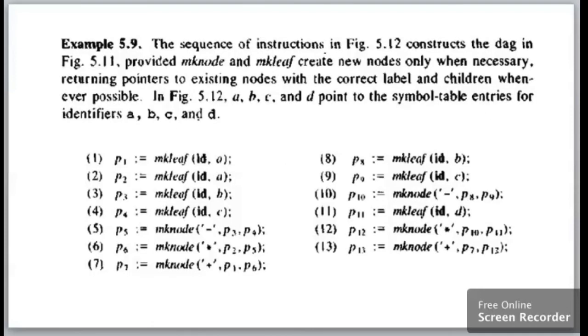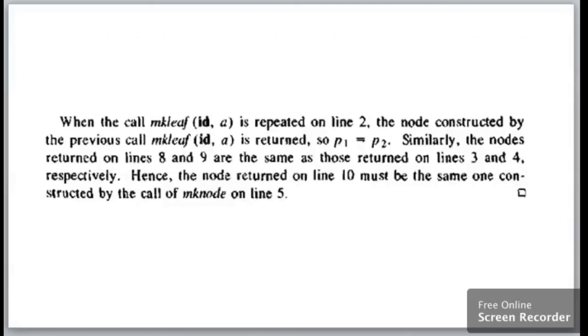This is how we are constructing the syntax tree. Now what we have done over here for the DAG, this common sub expression, that is 2 times B minus C, would be removed and replaced by only one single node. So when we call the mkleaf id a repeated on line 2, the node constructed by the previous call of mkleaf id a is returned. So the previous one is going to be returned. It's not going to generate a new one. So P1 is equal to P2.